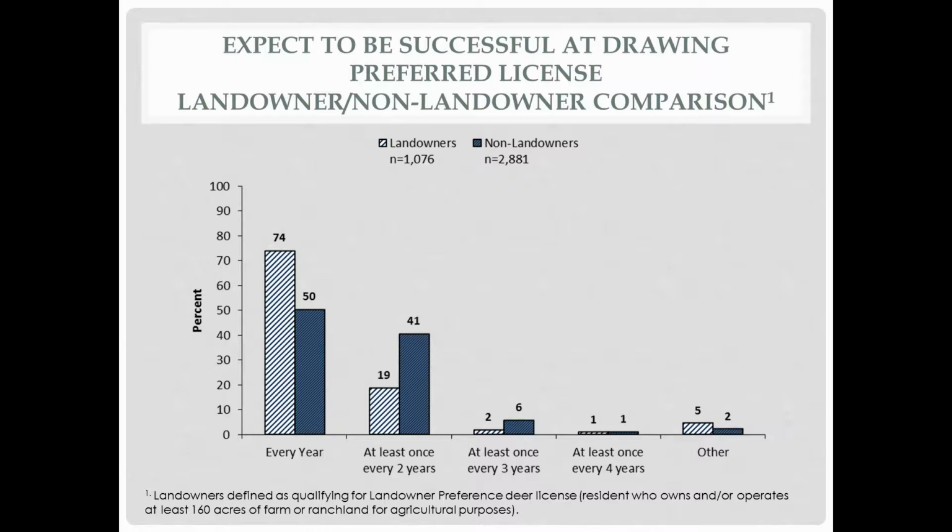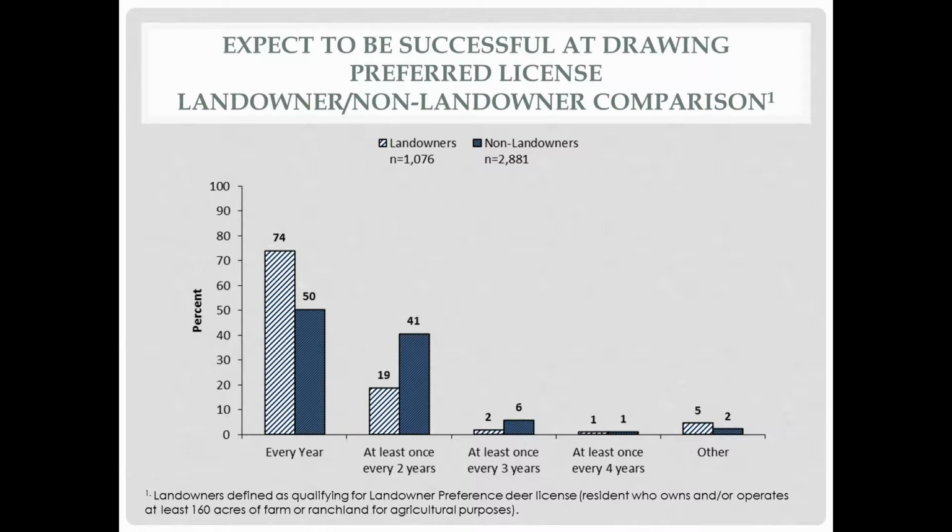So looking at that, regardless of the category, the hash lines are landowners, the solid bars are your non-landowners. Regardless, 90% of each group expect to be successful at least once every 2 years. But you can see that the landowner group, 3/4 of them are expecting every year to be successful. And that, given how the landowner tags work, made sense to me anyways.